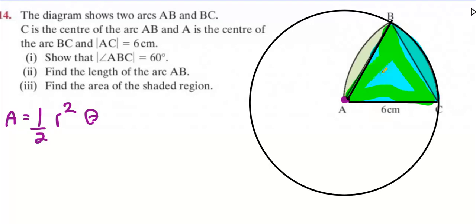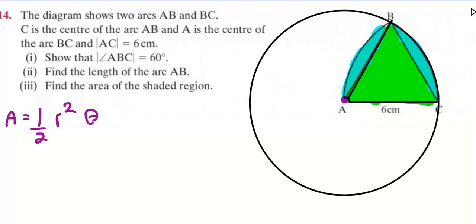And if we take the two of them away from each other, what do we get then? We get the blue part on the outside, don't we? And then if we double our answer, we find out both areas combined. Would you agree with that? So that's a clear path to the answer, isn't it?